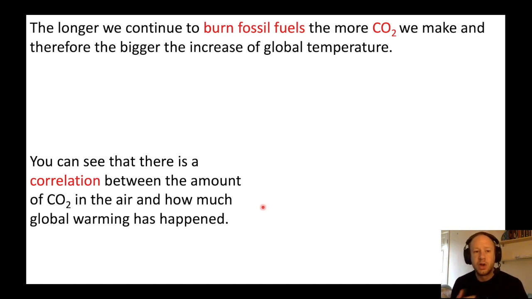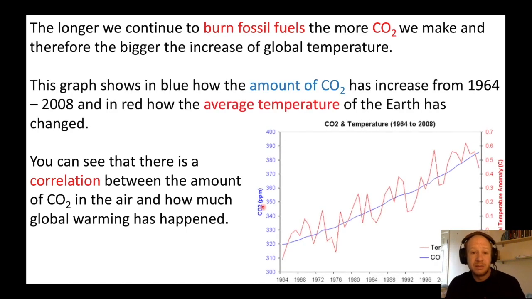So the longer that we burn fossil fuels, the more carbon dioxide we will make. And what we'll get is a bigger increase of global temperature. You can see here in this graph, this is what this shows. The blue line sort of represents the amount of carbon dioxide that's in the atmosphere from 1964 to 2008. And the red line shows the change in global temperature.